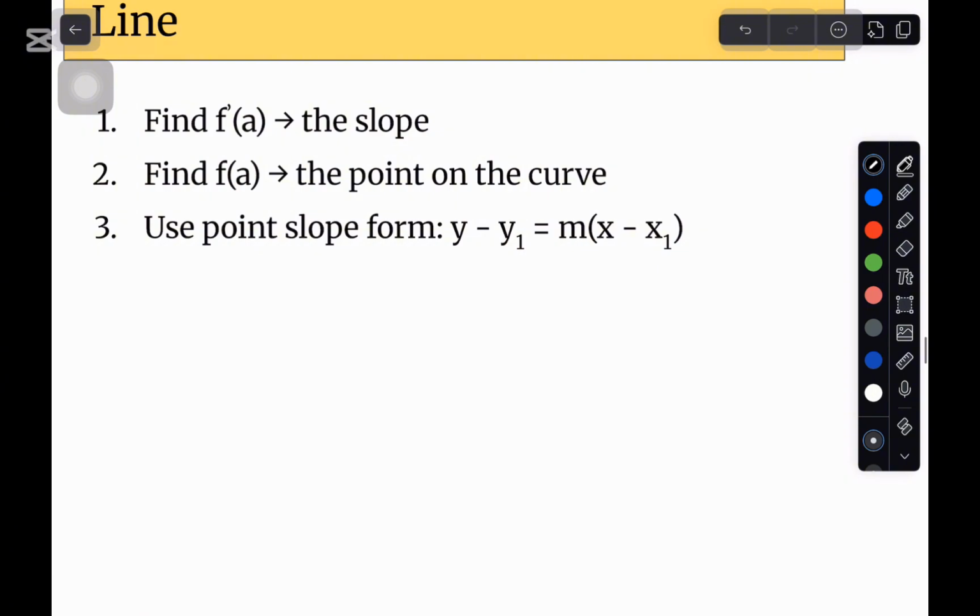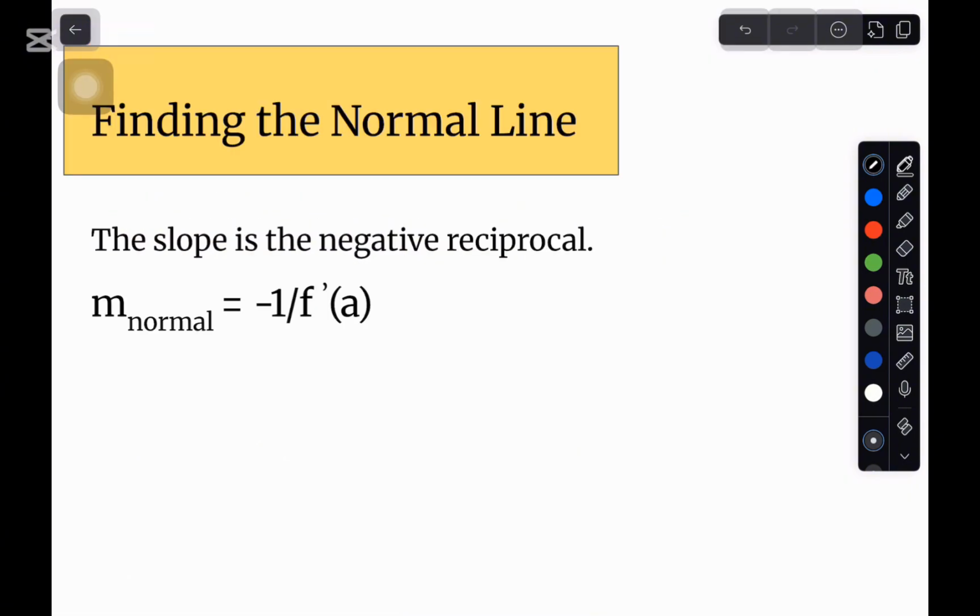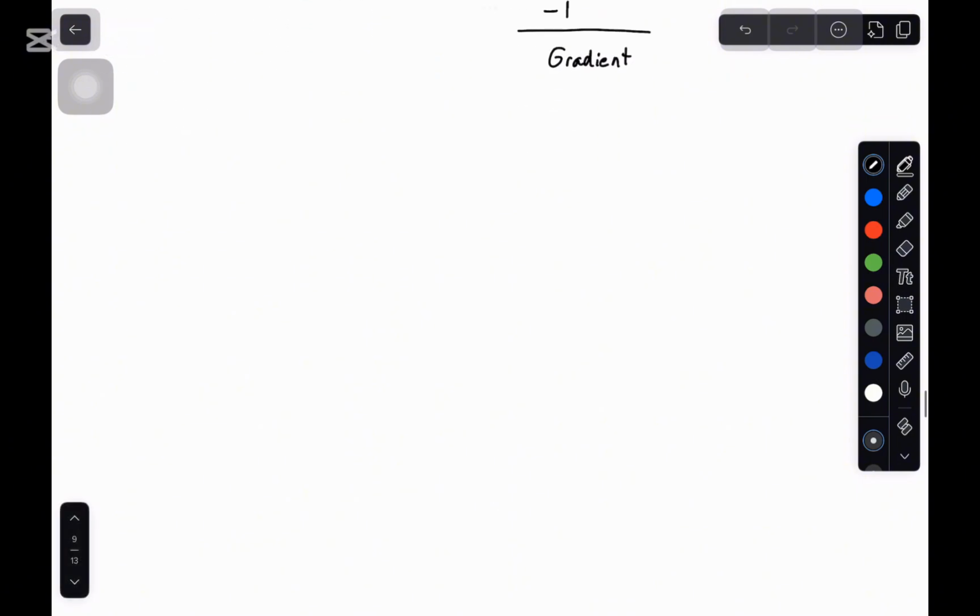So how do you find the normal line? Basically, you just do what you did for the tangent line, but instead of using the slope of the tangent, you find the gradient of the normal line by doing the negative reciprocal of the slope of the tangent. So minus 1 over the gradient of the tangent is how you find the gradient of the normal. Let's look at some example questions.